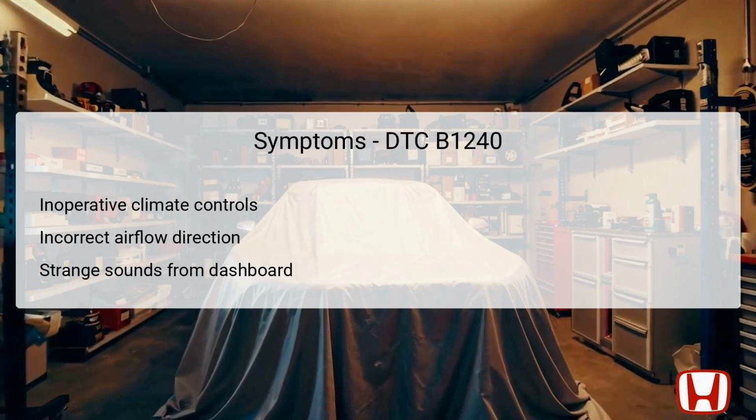Symptoms associated with a DTC B1240 can manifest in various ways, directly affecting vehicle comfort. One common symptom includes inoperative climate controls, where settings do not adjust as intended, leaving occupants experiencing discomfort. Drivers may also notice incorrect airflow direction, with air failing to reach designated vents or blowing inappropriately through defrost or floor settings. Additionally, unusual sounds emanating from the dashboard could indicate mechanical failures or binding in the mode control linkage or motor.